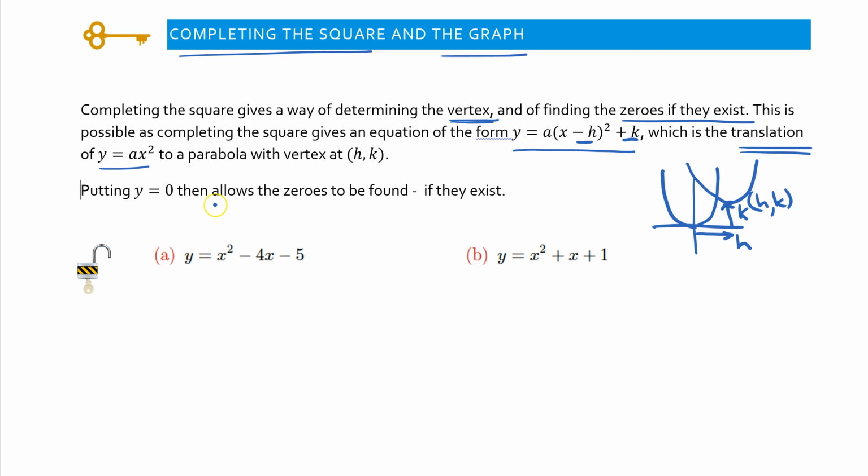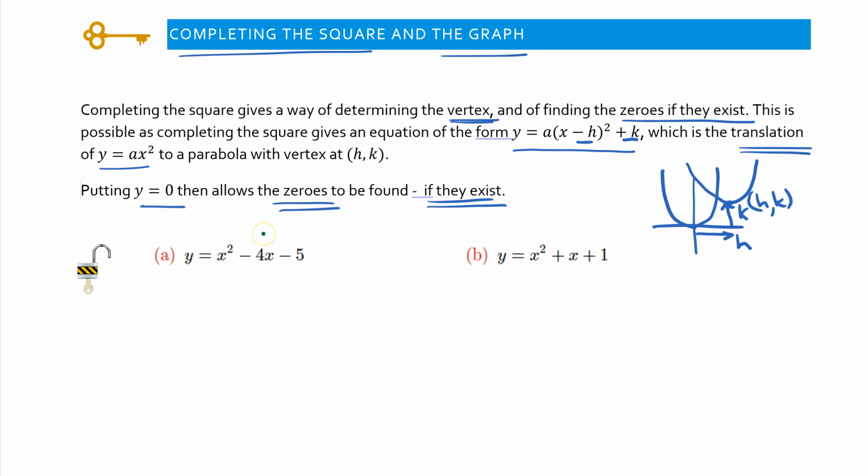If we then put y equals 0 into this form of the parabola, or any other form, we can find the zeros, if they actually exist. So remember, the zeros are the values of x at which y equals 0. So they're the values of x at which we cut the axis. So let's have a look at this process in action.